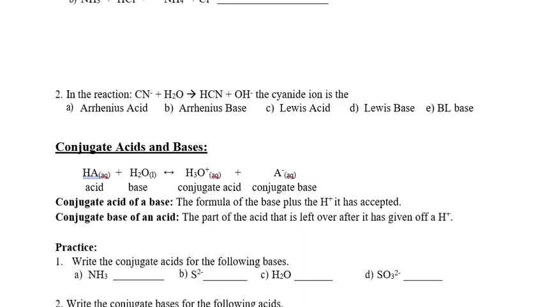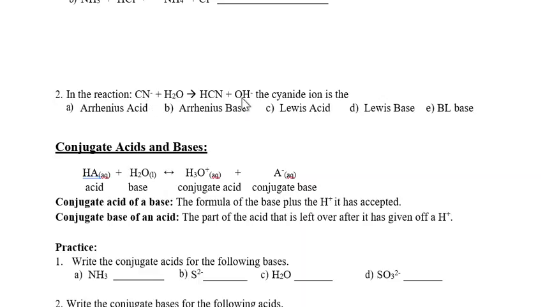So we'll first think about the Arrhenius acid or base. If it's an Arrhenius acid, it increases the hydronium ion in solution, and we don't have any hydronium ions produced, so that can't be the case. But if it's an Arrhenius base, it increases the hydroxide ion in solution. And sure enough, the cyanide ion is an Arrhenius base.